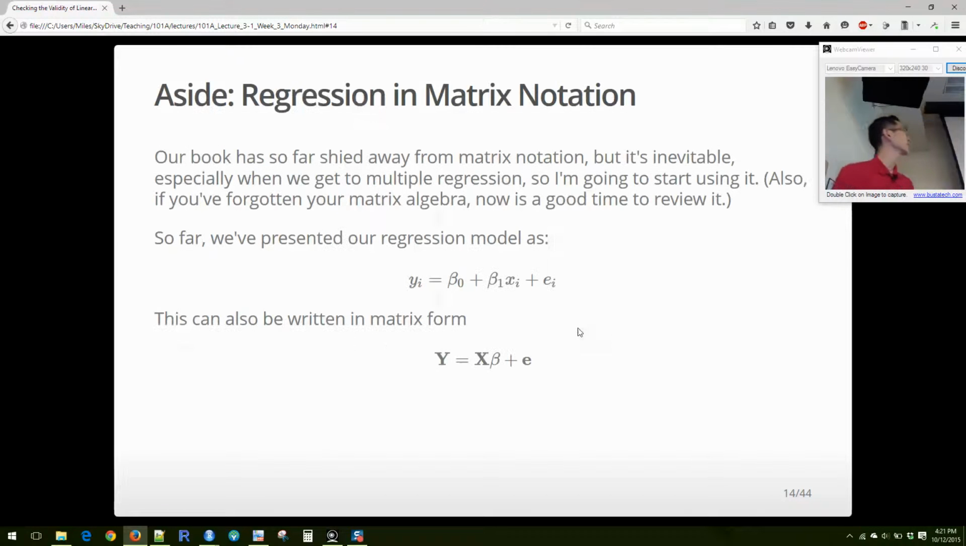Okay, before we go on, I'm going to take an aside and talk about regression in matrix notation. Have you guys had linear algebra? Yeah? Okay, so we're okay with matrix notation? Maybe, kind of. Our book has shied away from matrix notation, but it's coming, okay? It's inevitable. So I'm just going to introduce it here, and when we get to multiple regression, you would have already seen it, okay?